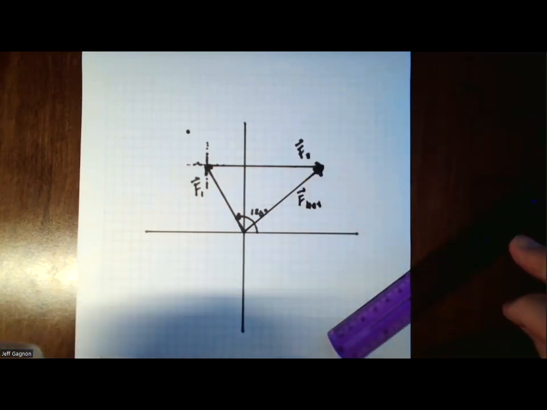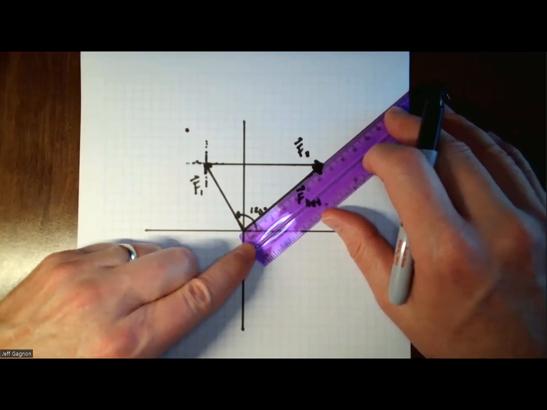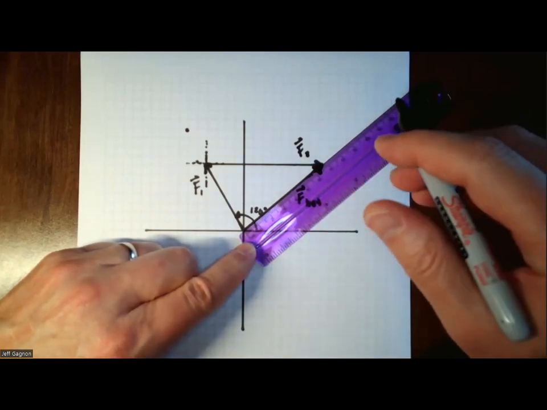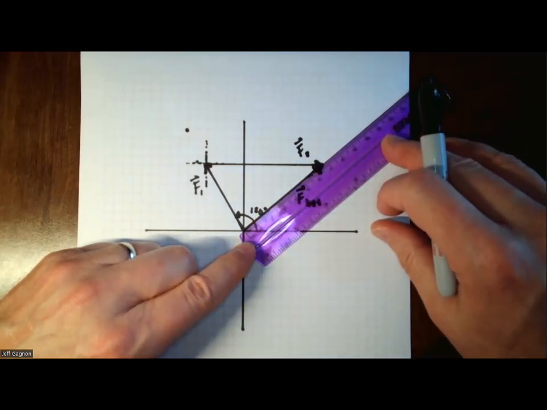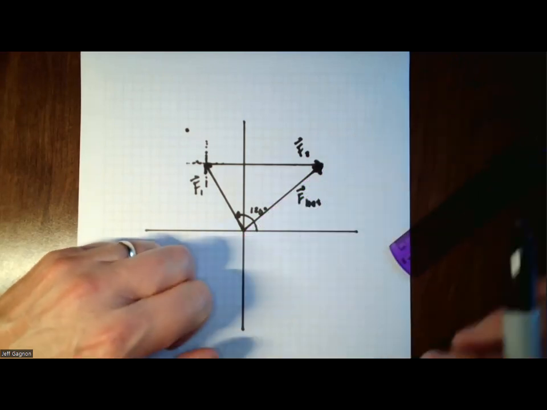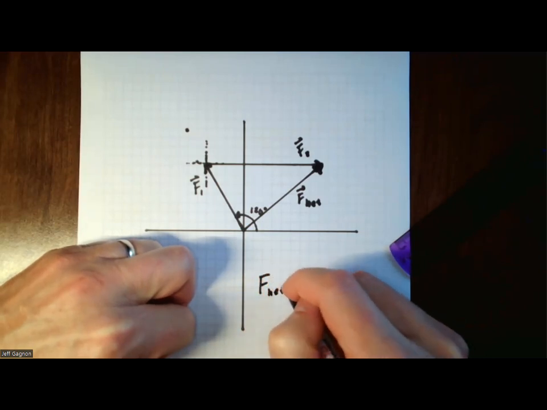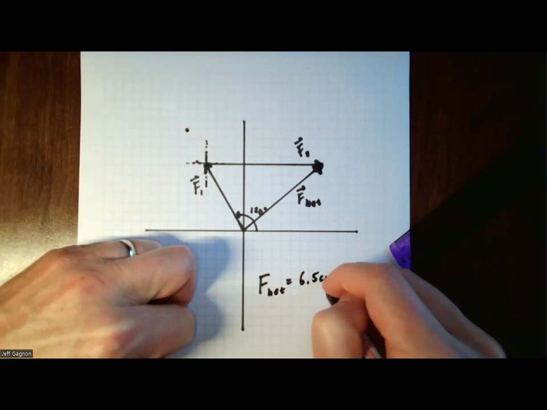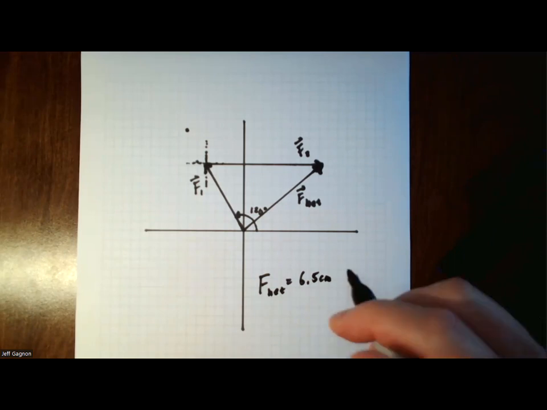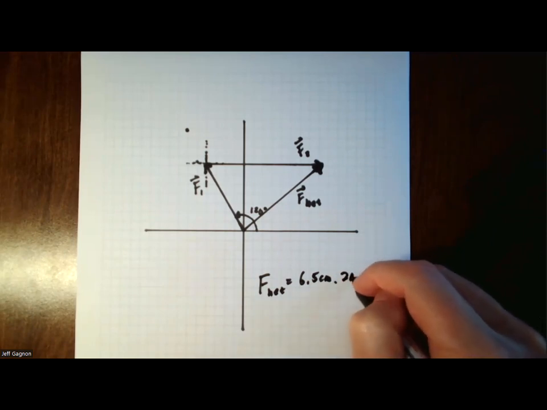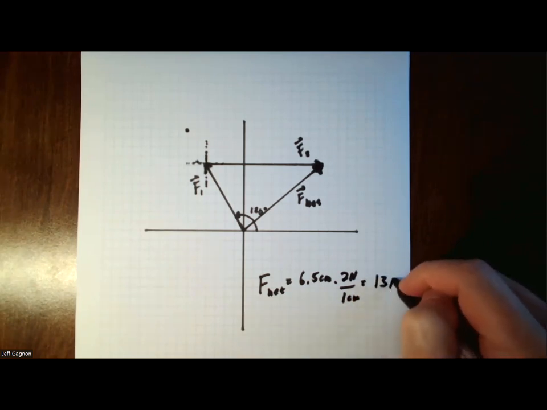Now, to get the magnitude, I simply measure this. So if I measure this, it turns out it's around, I mean, I'm using a thick marker here so that you guys can see this better, but normally you do this with a pencil. So it'd be more exact. Let's say it's like 6.5 centimeters. So my F net is 6.5 centimeters. But I can convert that back to newtons because remember 2 newtons was 1 centimeter. So now I can multiply by 2 newtons over 1 centimeter. And that will be 13 newtons.